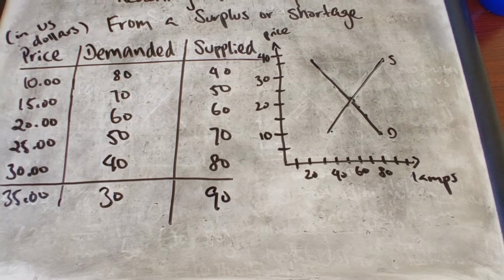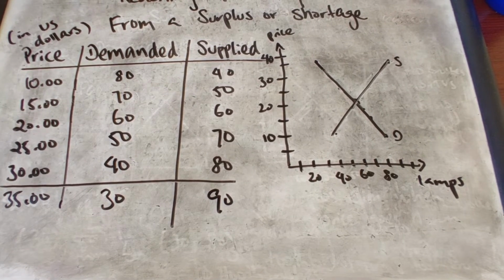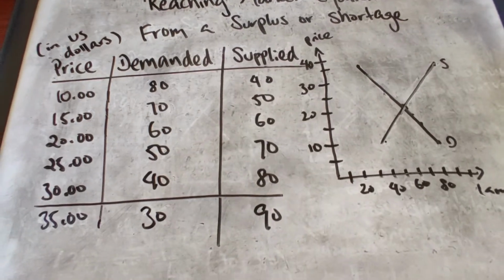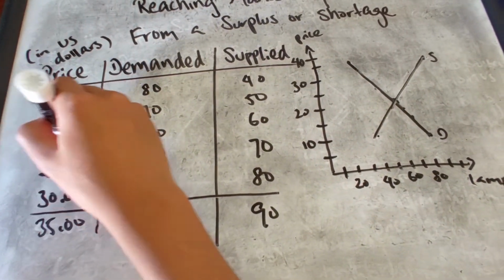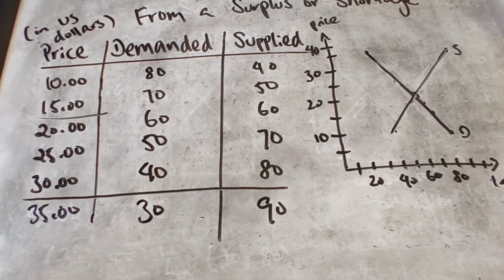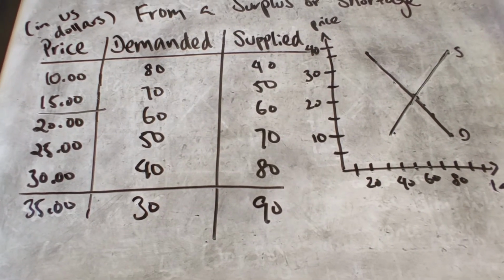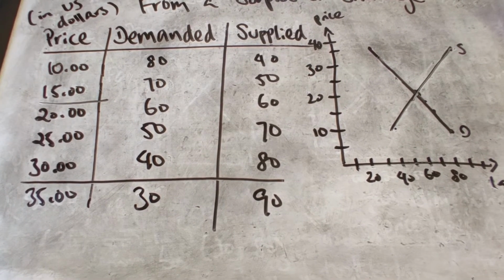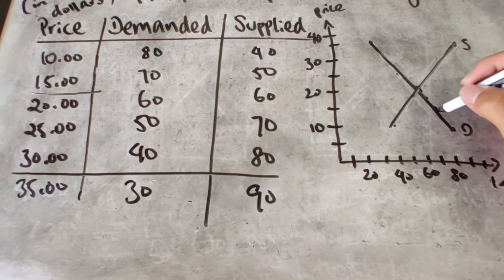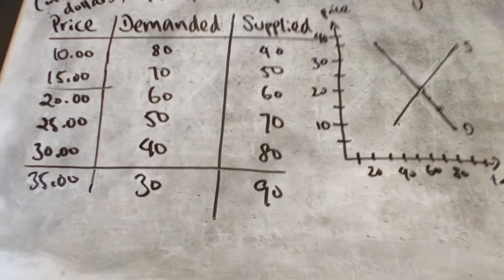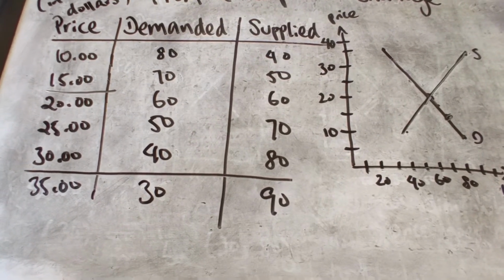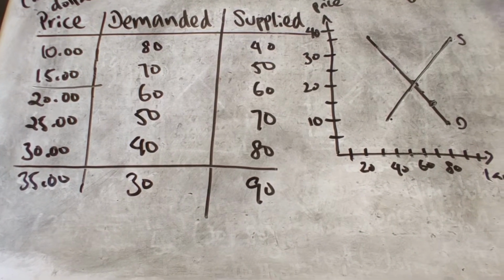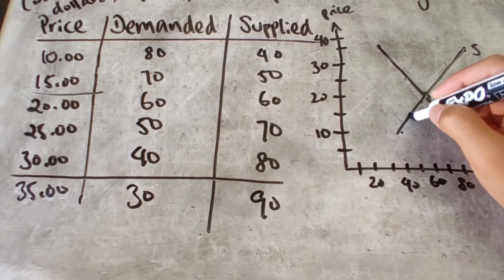Now let's take a look at when the company chooses a price that results in a shortage. Let's choose $15 over here. In terms of the demand curve, when the price is $15, the demand would be 70 lamps, and in supply, when the lamp is $15, there will be 50 lamps supplied.